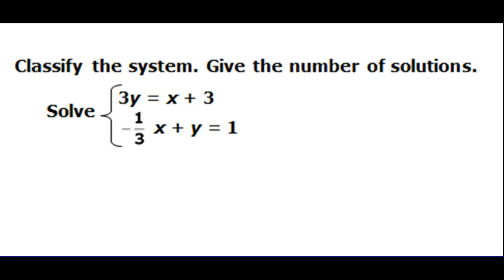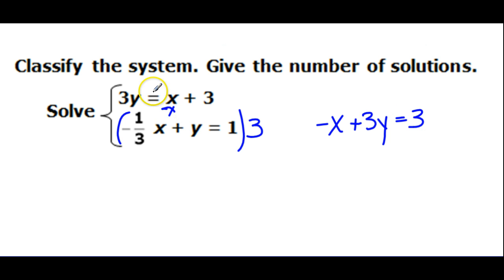Let's try a couple. Go ahead and solve it using any method that you want, and then let's check our answer. I'm going to multiply this bottom equation by 3 to get rid of the variable, and that's going to make that a negative x plus 3y is equal to 3. On the top one, I'm going to subtract x from both sides to line these up.